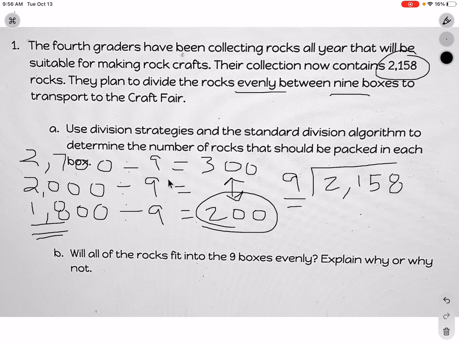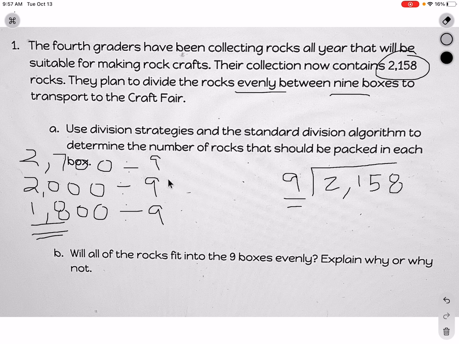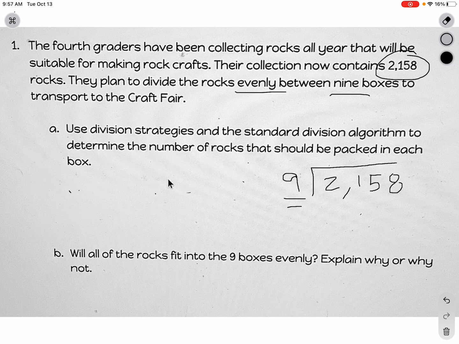Well, let's do the problem and see if that is true. I'm going to erase all this. I know that I just spent time doing it, but we don't have a lot of room here. So we're going to say our estimate is about 200.